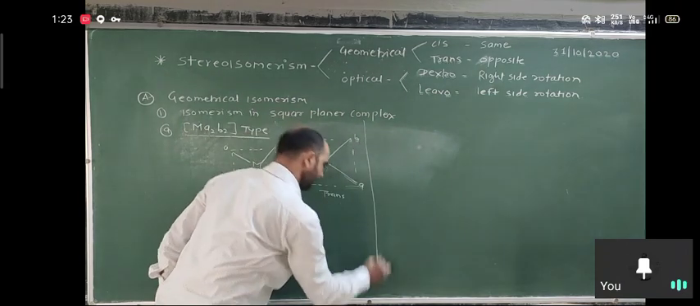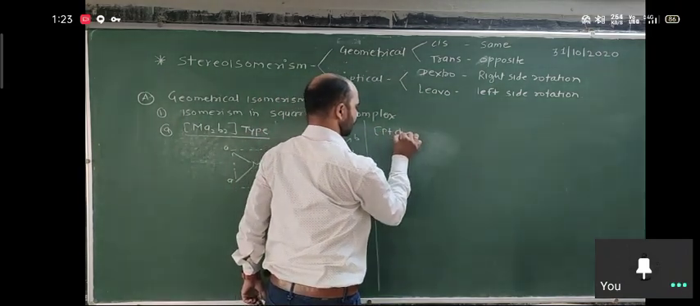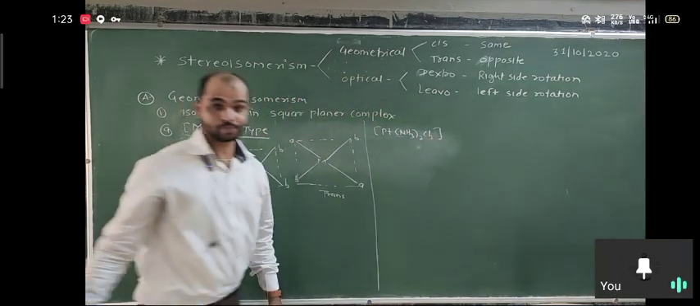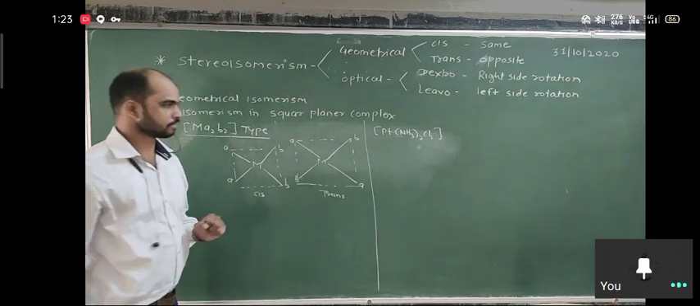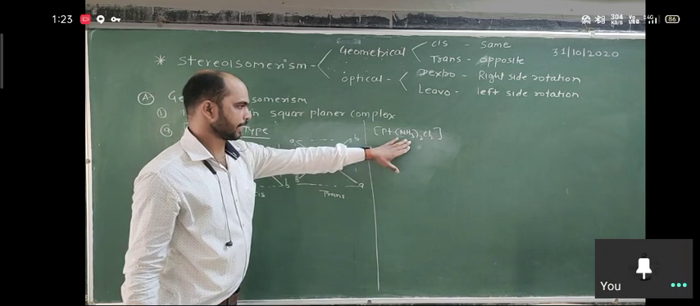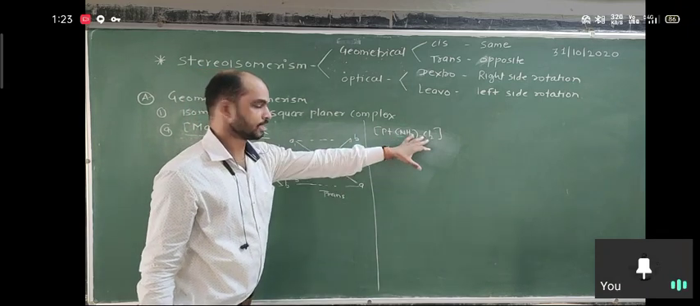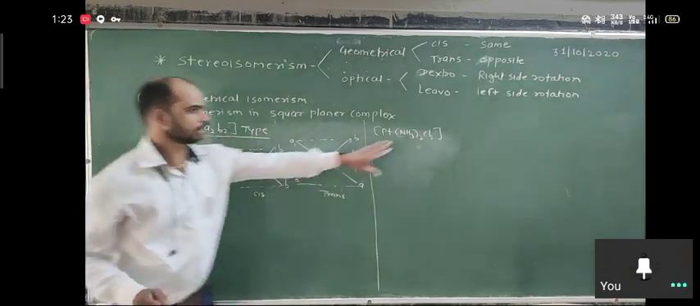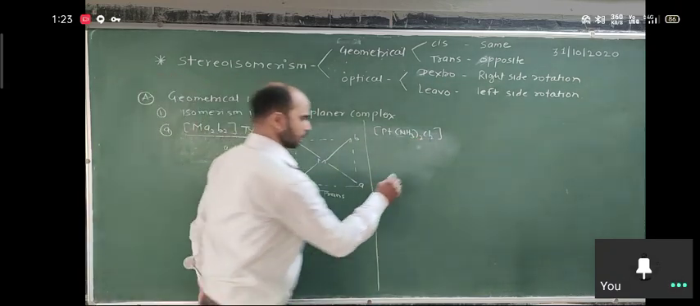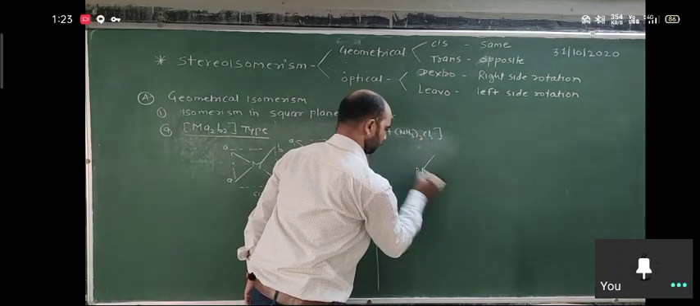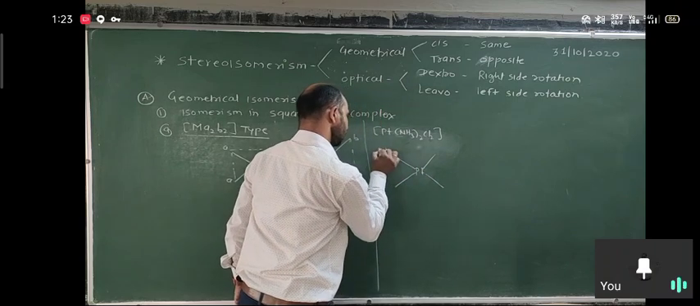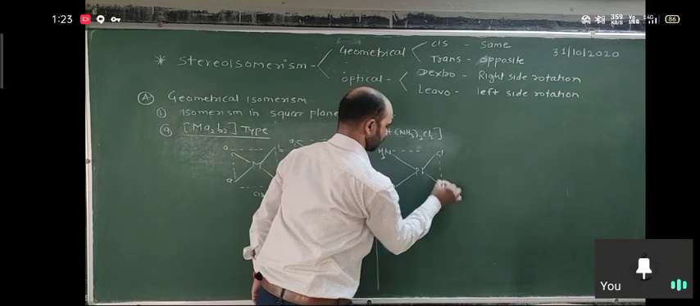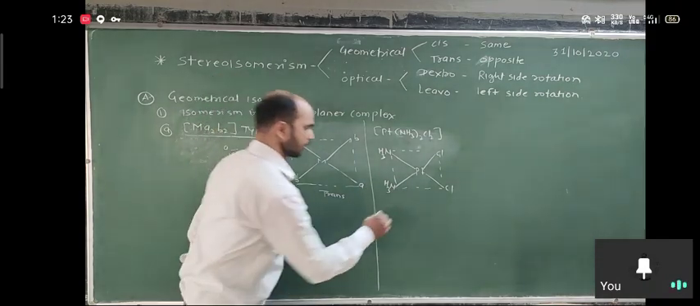For that we consider the example Pt(NH3)2Cl2. This example is given to you, and draw its geometrical isomers. Pt is the central metal, NH3 is one type of ligand, Cl is another type of ligand. There are two 2s, that means it is an A2B2 type. So we draw the structures. For cis, both the NH3 groups should lie at adjacent positions. So here is the cis.